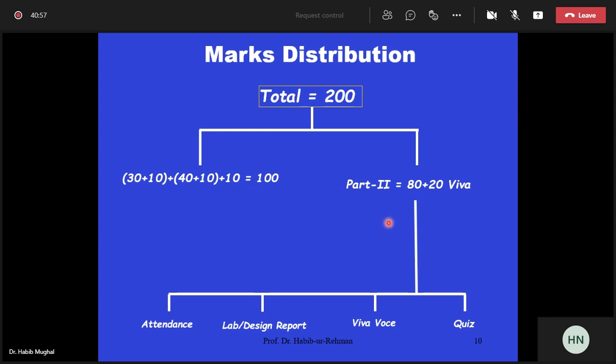And in part two, maybe 20% marks are kept for the final Viva Voce examination, whereas 80% marks are given on these four criteria. Number one, your attendance in the lab, your lab report or design report, the internal Viva Voce examinations, and the internal quizzes.